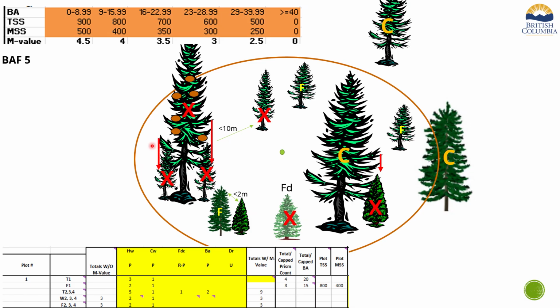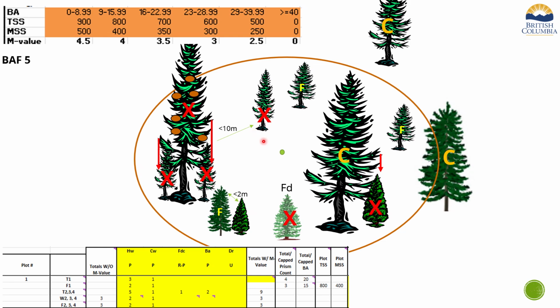Then we also have to consider the rules around mistletoe. So this tree is a hemlock, and it is less than 10 meters from an overstory infected mistletoe hemlock. So this tree also can't be taken as free growing. As a result, we don't want to overly inflate our well space numbers, so I'm also not going to take it as a well spaced tree. So that one I also put an X on.